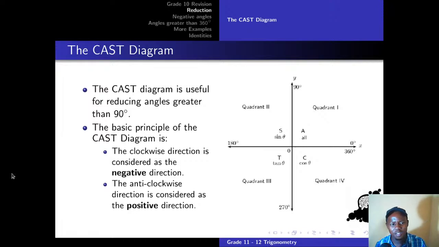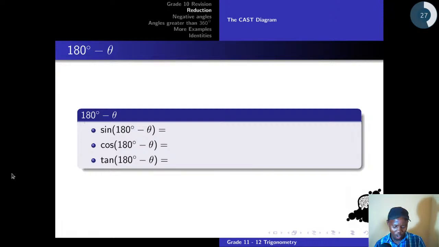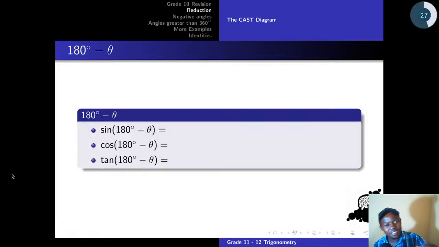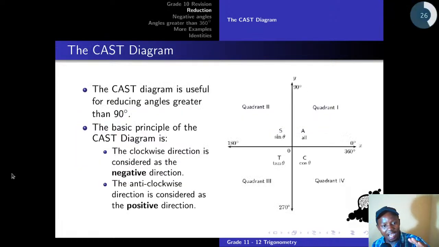Now, how do we use this cast diagram? Let's have a look at it. On your screen right now, you would see that we've got three ratios that we can work with. We've got sine of 180 degrees minus theta, cos of 180 degrees minus theta, tan of 180 degrees minus theta. If we go back to the cast diagram, when we are starting at 180 degrees, we need to move in the negative direction because it says 180 minus theta. So basically what this means is the first value, 180, tells you where you need to start on the cast diagram. We are starting at 180 degrees.